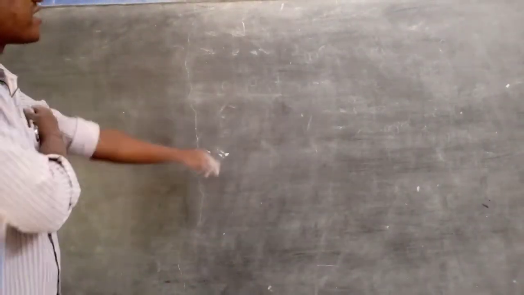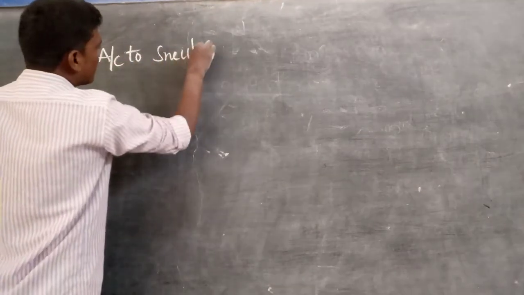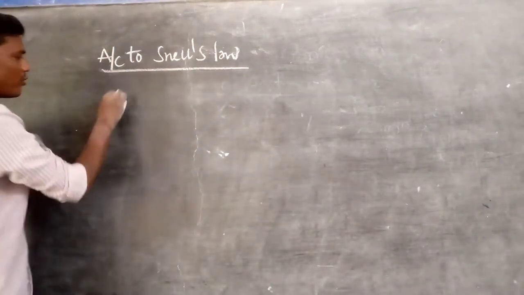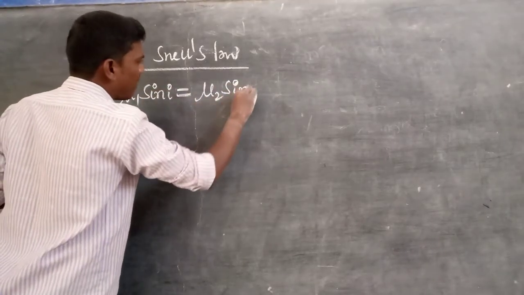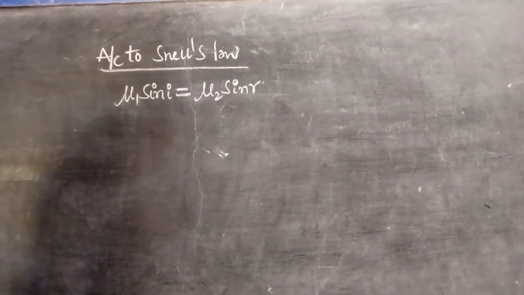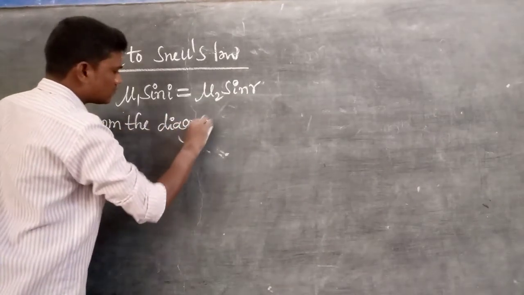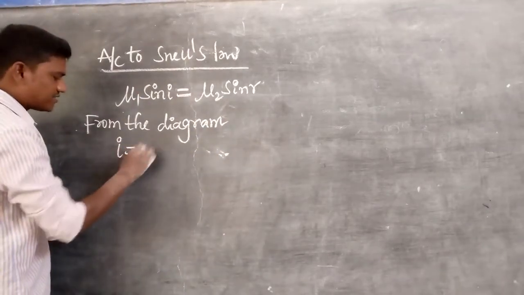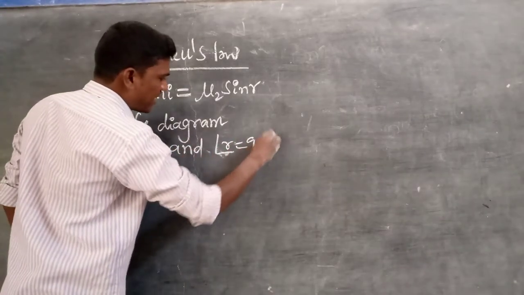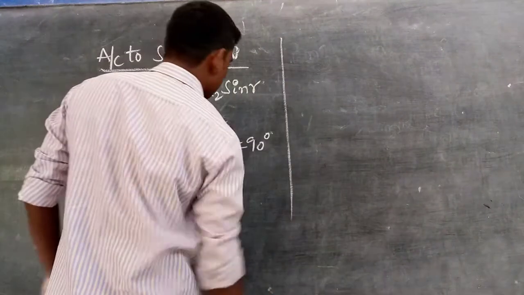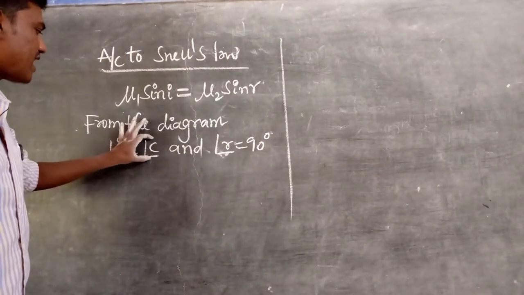What is the formula to find critical angle? We discussed that. According to Snell's law of refraction, we know that mu1 sin I is equal to mu2 sin R. From the diagram, we know that angle I is equal to angle C, and angle R is equal to 90 degrees. Is it correct? So now in this one, which one can you find? We can find the critical angle. That's right.